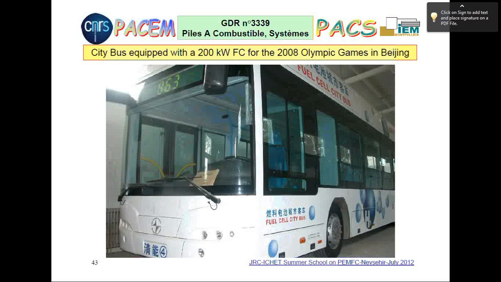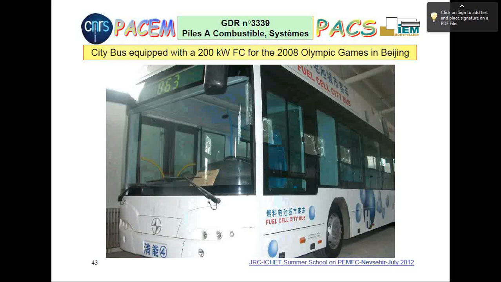So that's another nice example for the transit bus. At the Olympic Games, there was a transit bus, a very nice bus with 200 kilowatt fuel cells. I went to that bus, I did not drive it. It was used for the athletic people to go from one place to another. Yes, okay. Excuse me.